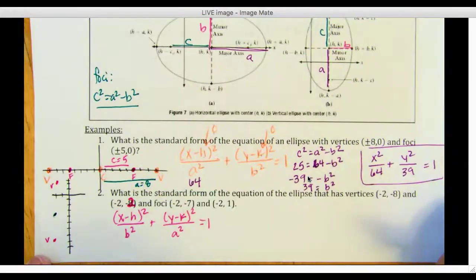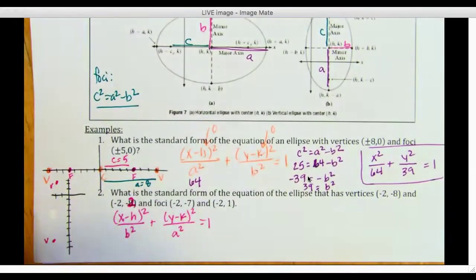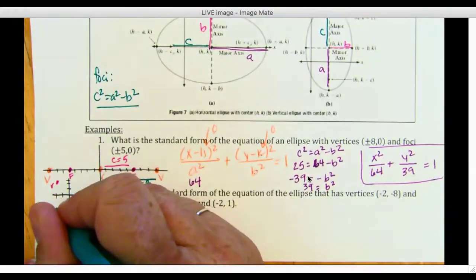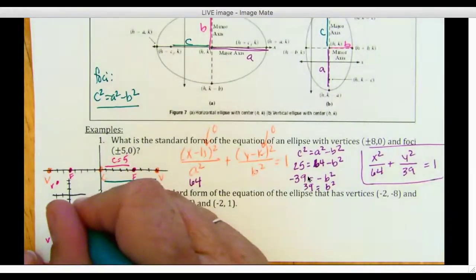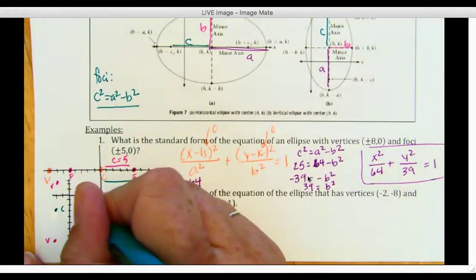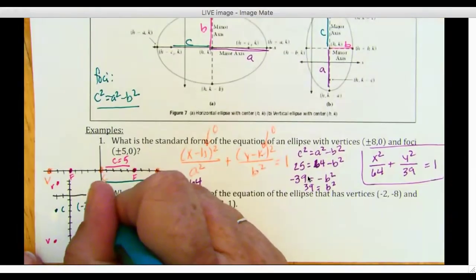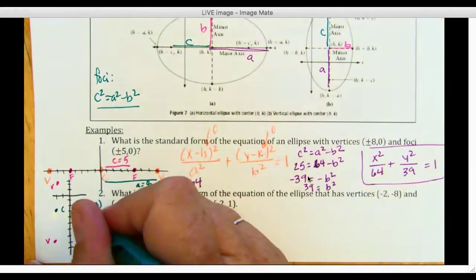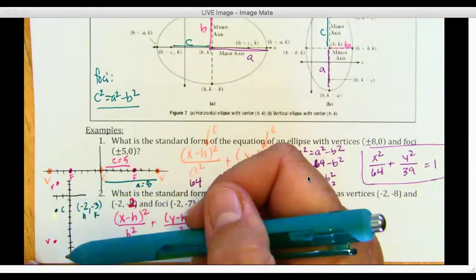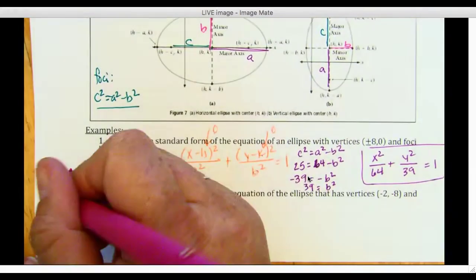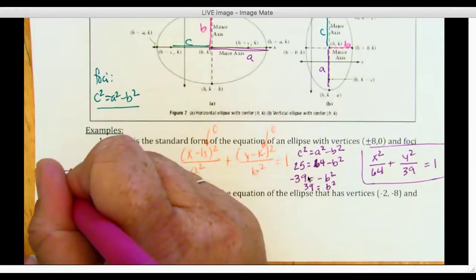Oh, you know what? Not negative 4, negative 3. A little bit higher. So I have that point there as my center. So that would be negative 2, negative 3 is my center. So that tells me my h and k. And the distance from the center to my vertices is my a value, and that distance is 5.